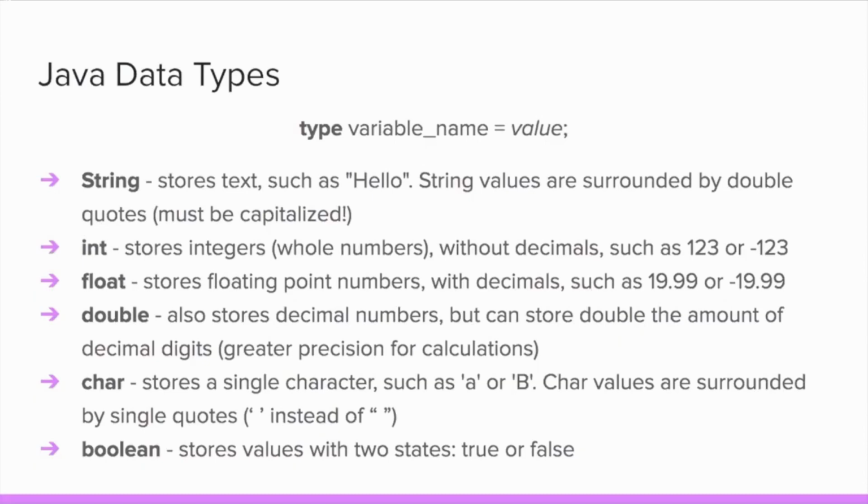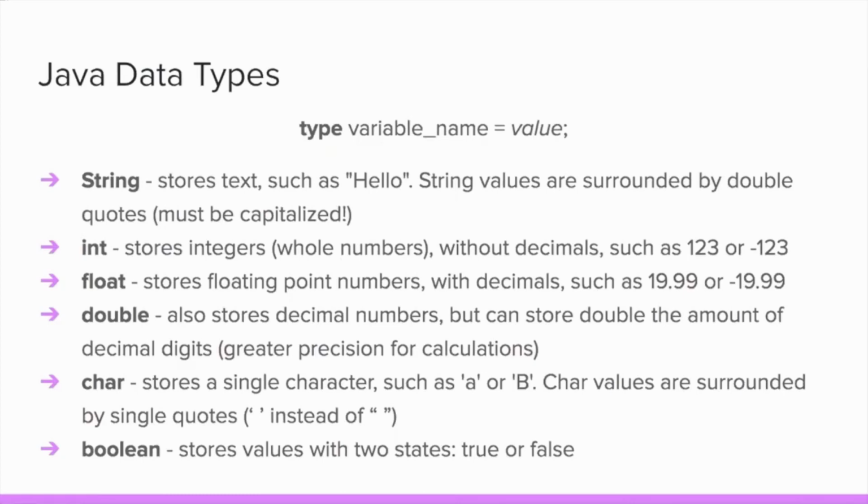The first data type we'll introduce is String. Strings store text and are surrounded by double quotes. Note that, unlike the other data types, you must capitalize the S in String. Next, there are integers. Integers are abbreviated to int, and they store integers or whole numbers without decimals. Floats store floating point numbers, or decimals.